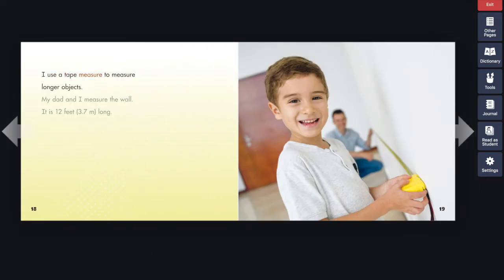I use a tape measure to measure longer objects. My dad and I measure the wall.